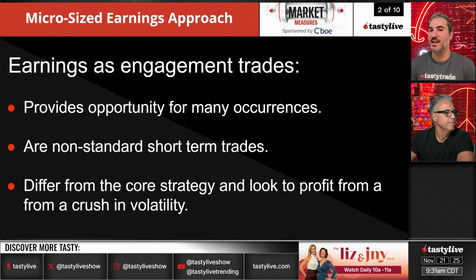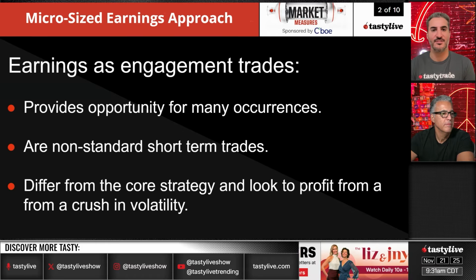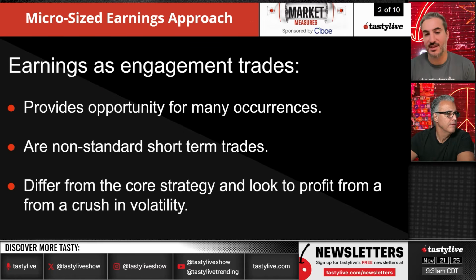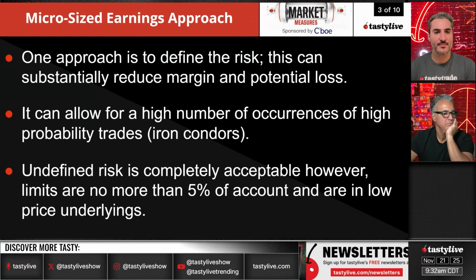So earnings as an engagement trade. It provides opportunity for many occurrences. Of course, they're non-standard short-term trades. These are binary events that you're trading around as a short-term trade. They differ from the core strategy and look to profit from a contraction in volatility. If you're selling premium, you can do that with a directional component as well, if you're doing diagonal spreads, calendar spreads, stuff like that. I like it. Next slide here.